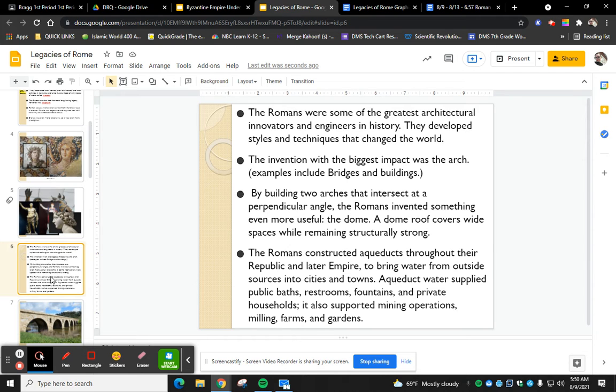The Romans constructed aqueducts throughout their republic and later their empire to bring water from outside sources into cities and towns. Aqueduct water supplied public baths, restrooms, fountains, and private households that could afford it. It also supported mining operations, milling, which is grinding up wheat into flour, farms, and gardens. Yes, they had public baths, meaning that everyone would share a huge bathtub. Be thankful for indoor plumbing.